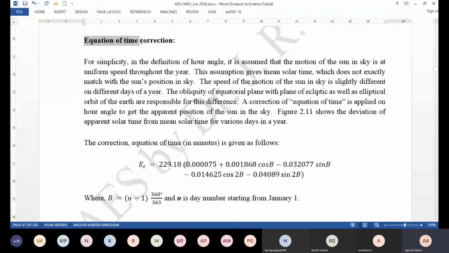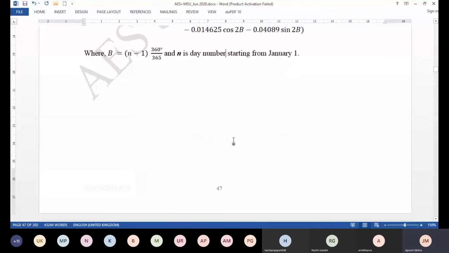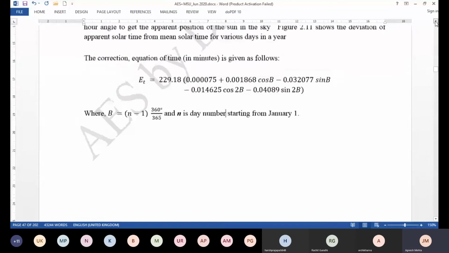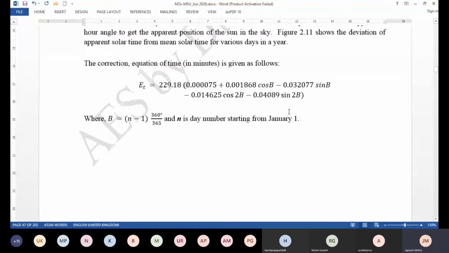of time correction. Because the earth moves around the sun not exactly in a circular fashion, but the orbit is oblique, that is, elliptical. So because of that, you have to apply this equation of time correction, which is given. So you might want to write it down, and if required, you should be able to calculate it, right?